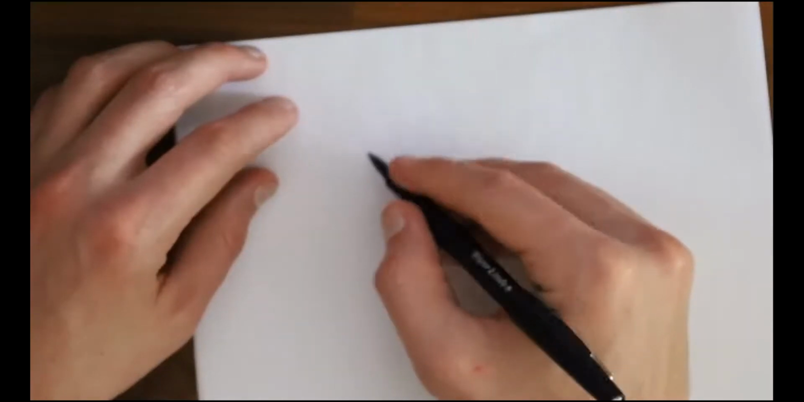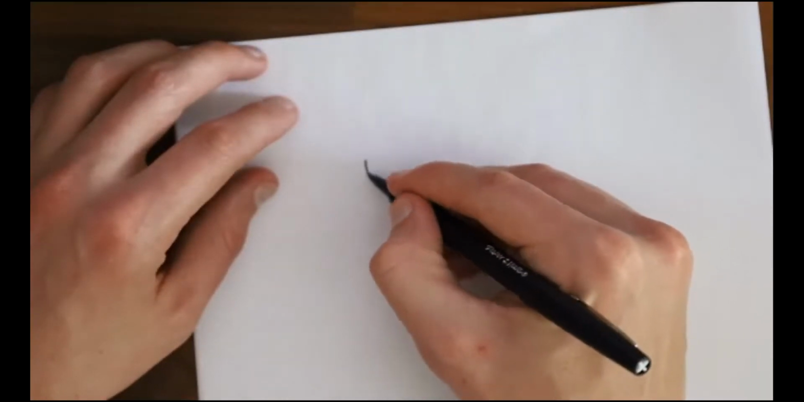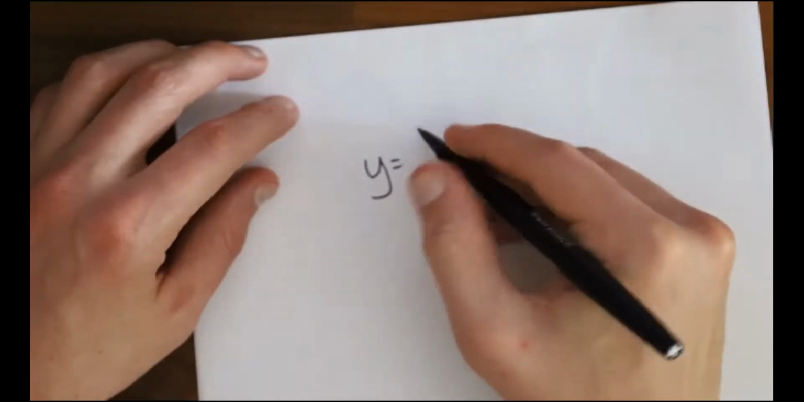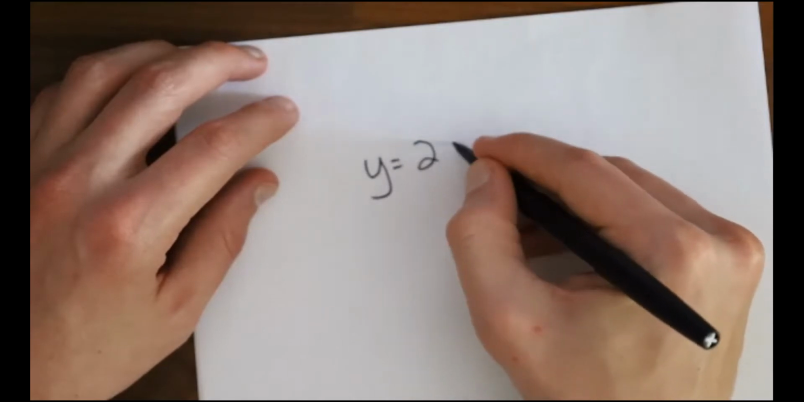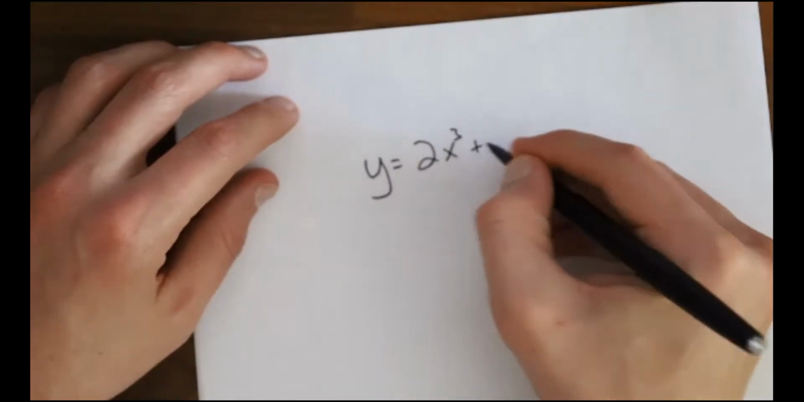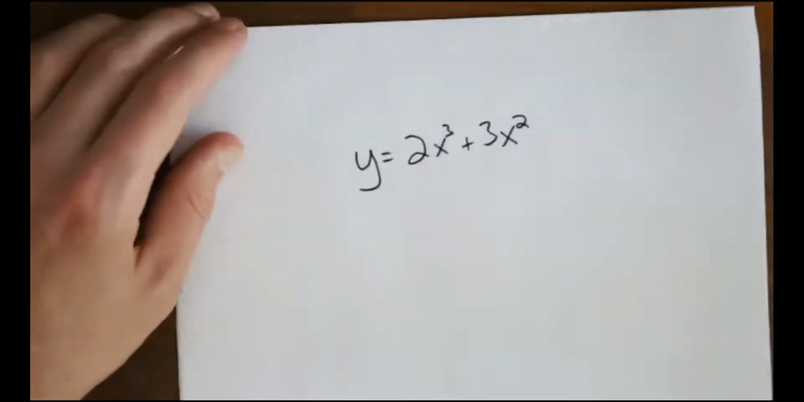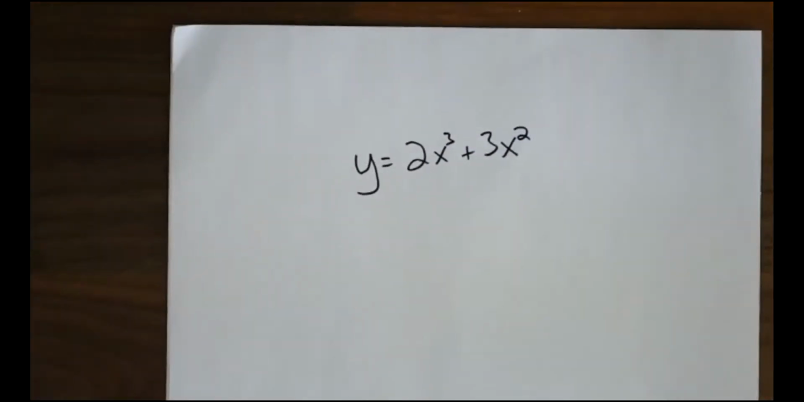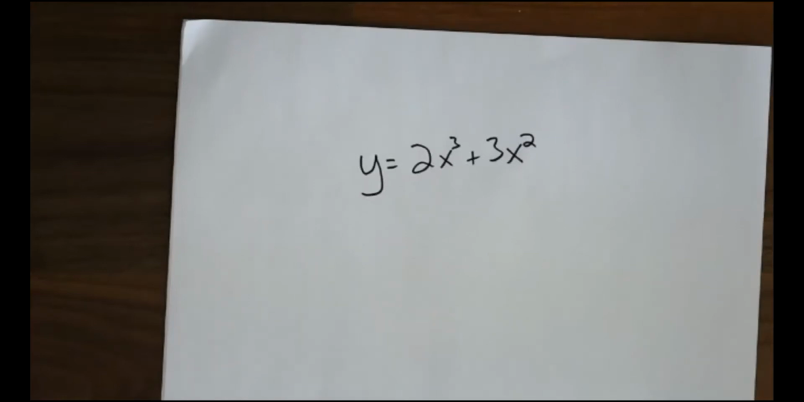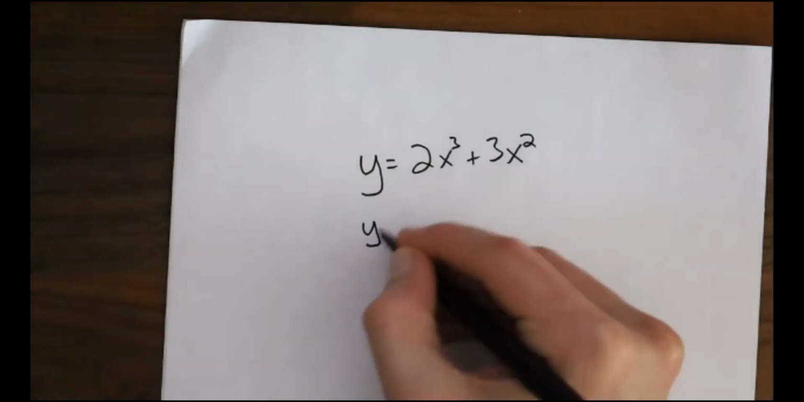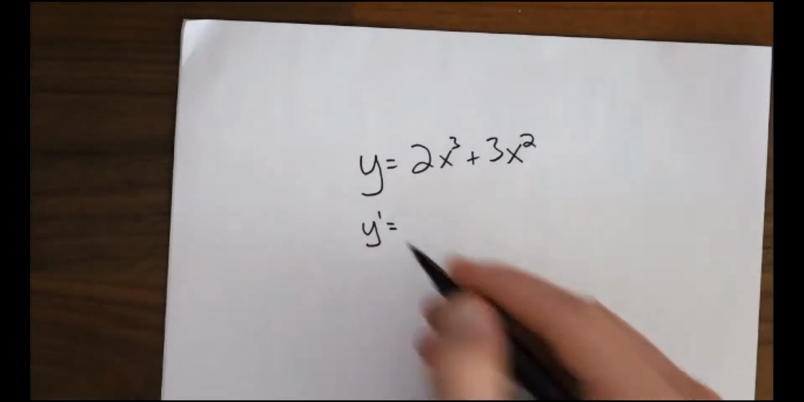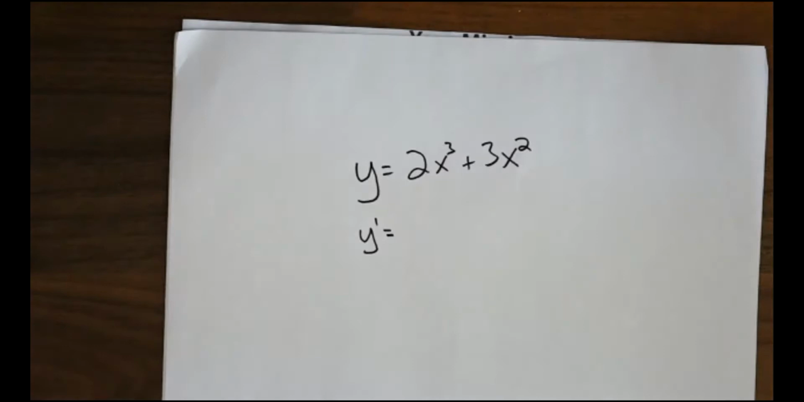Maybe you learned how to take derivatives of functions like y is equal to, let me just give you one, 2x cubed plus 3x squared. This is a polynomial equation, some of the easier things to deal with in calculus. So how do we take that derivative? If I said, please tell me what y prime is, please give me the derivative, the rate of change of y with respect to x.